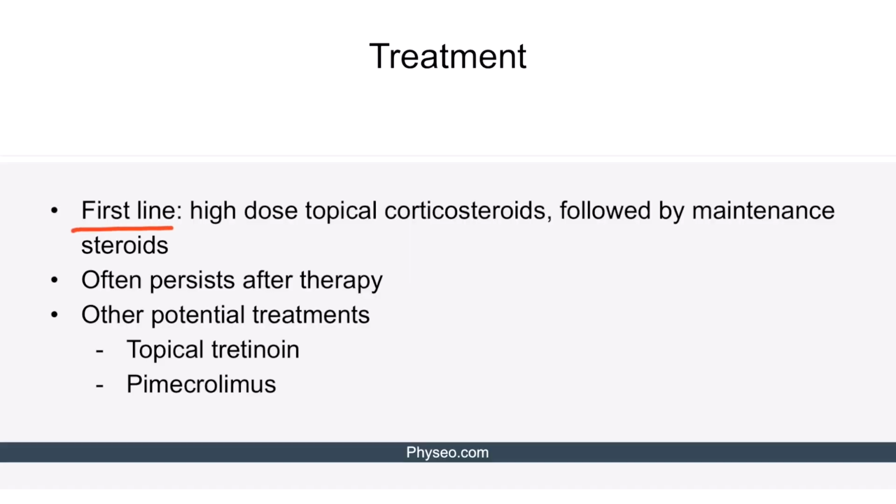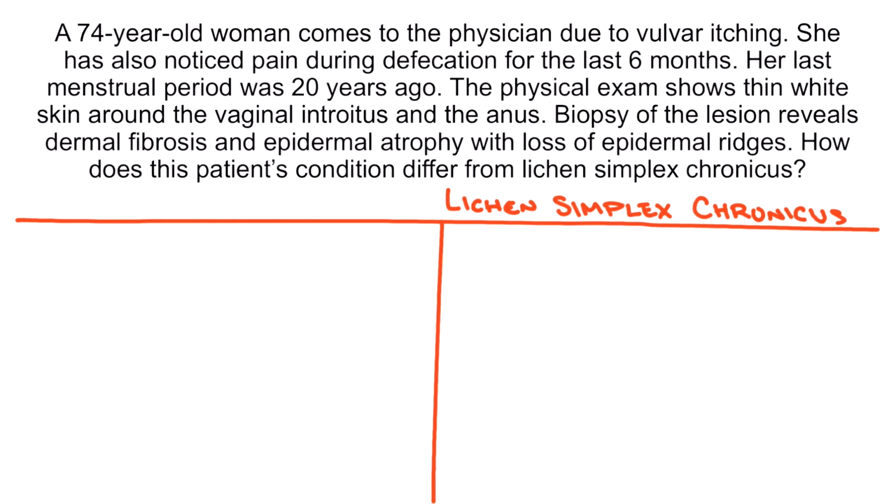The first-line treatment is a high-dose topical corticosteroid such as clobetasol, followed by maintenance topical steroids. Even with first-line treatment, lichen sclerosus often persists as a chronic condition. Other potential treatments include topical tretinoin and pimecrolimus. All right, let's try another question.